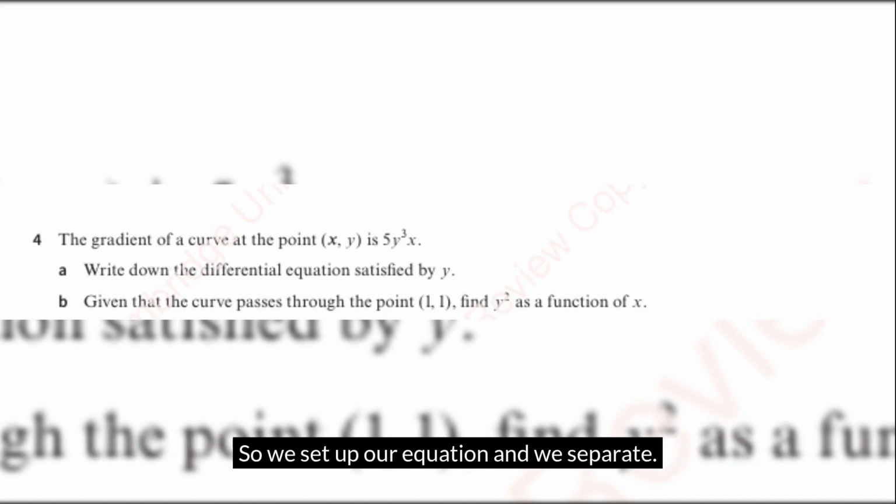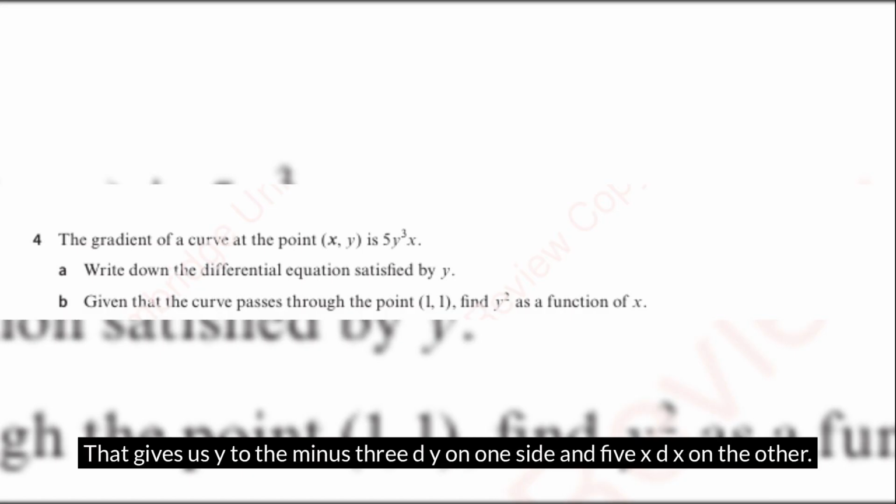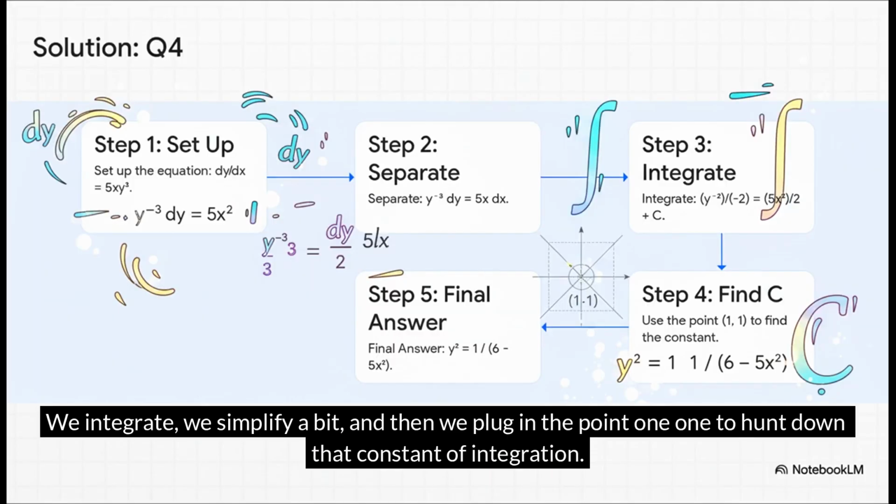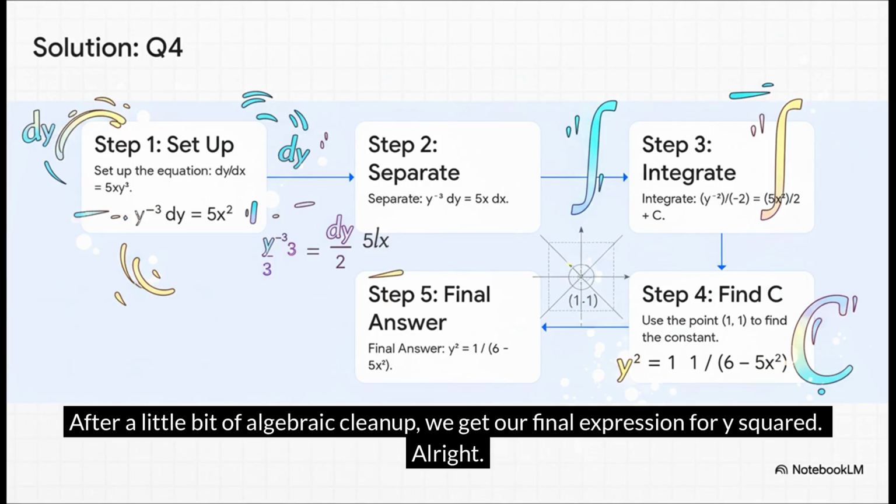So we set up our equation and we separate. That gives us y to the minus 3 dy on one side and 5x dx on the other. We integrate, we simplify a bit, and then we plug in the point (1, 1) to hunt down that constant of integration. After a little bit of algebraic cleanup, we get our final expression for y squared.